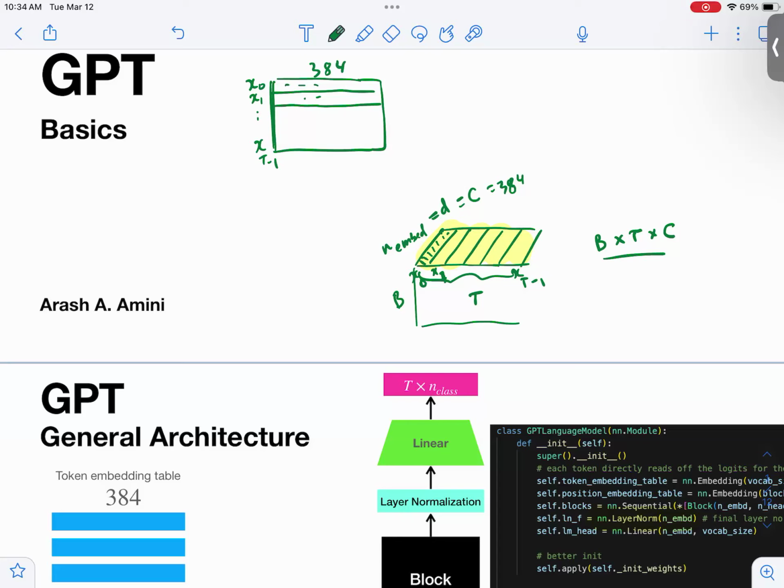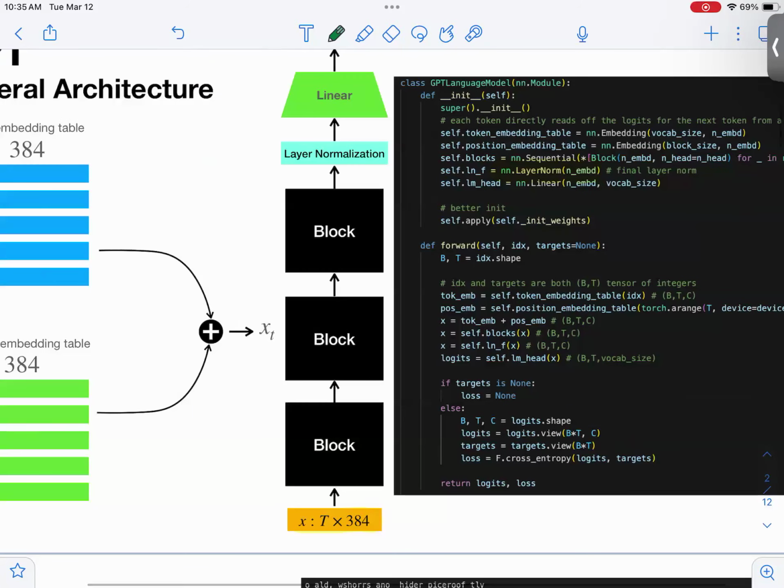For example, the actual token in his code is idx0. These are the indices into the vocabulary. So this could be, for example, A, this could be C, I don't know. Each one gets an embedding, which is going to be these vector x's. So this matrix T by 384 is what the model operates on. You can see it here. So this x, I'll talk about this. The blocks are applied to this x, and then the layer norm, and then the LM head. So LM head is just this linear map.